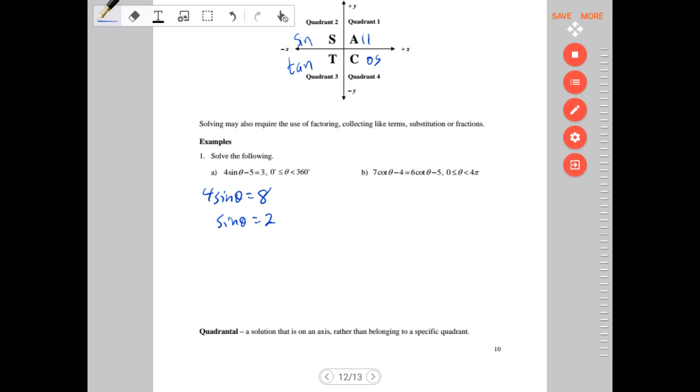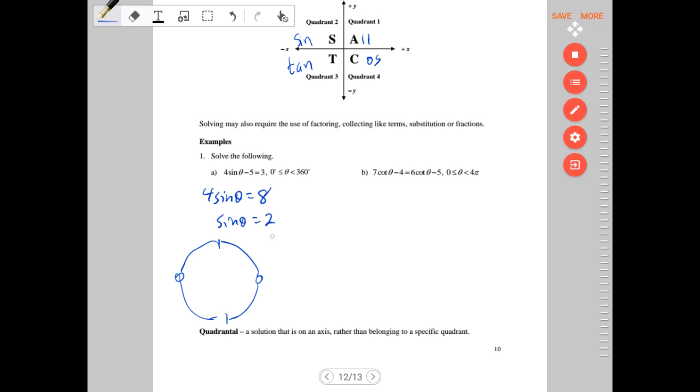Okay, now remember that sine theta, if you took a look at the unit circle, we started at 0, it went up to 1, back down to 0, down to negative 1, and all the values for sine theta in between there were all between negative 1 and positive 1. So is it possible for sine theta to equal 2?